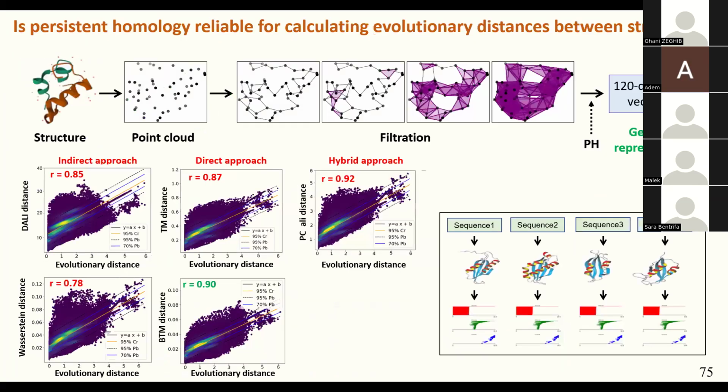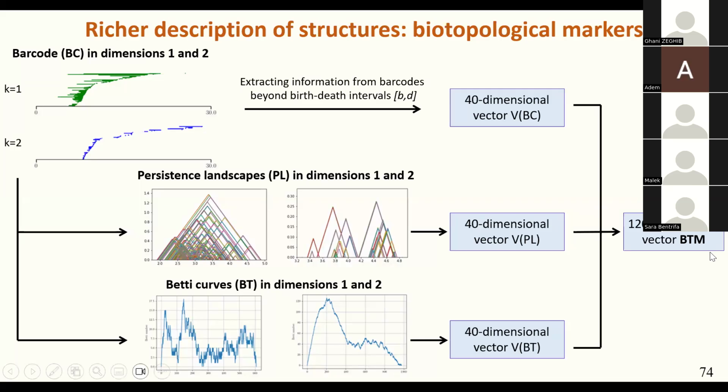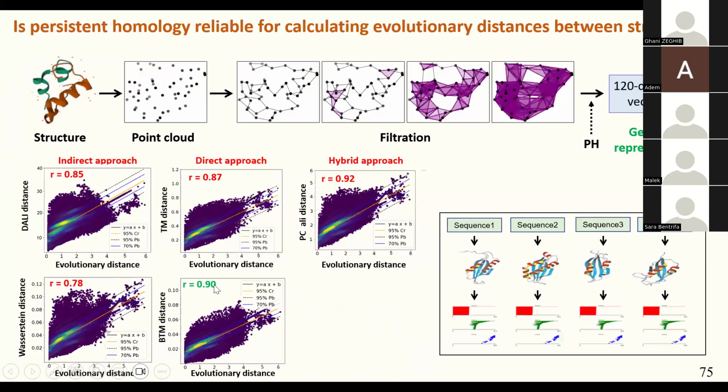And really, that intuition worked. By combining all this information from the different geometric representations, I did the same process and compared the BTMs, as I call them. And this gave me a better correlation between evolutionary distance and this BTM distance, or the distance on BTM.